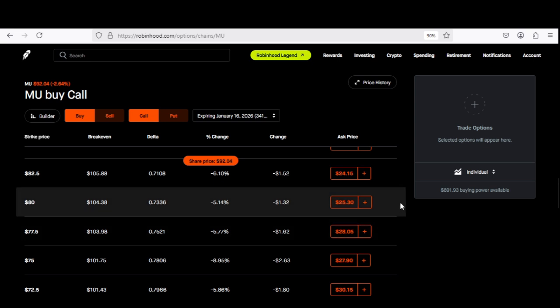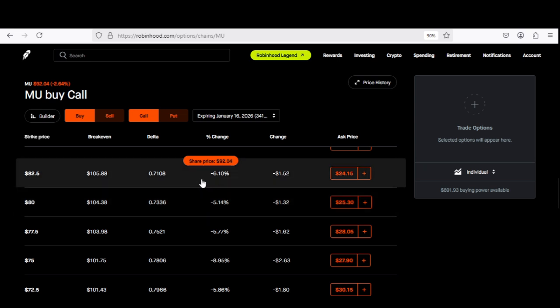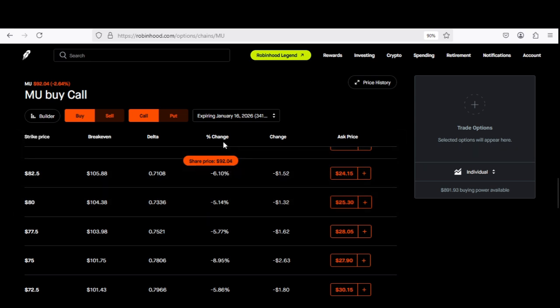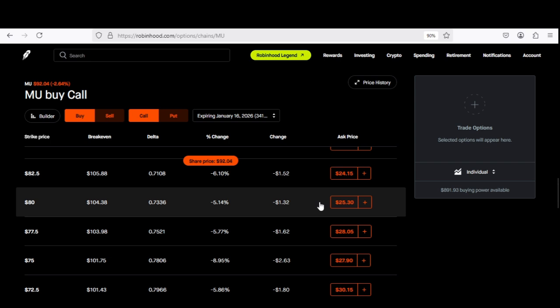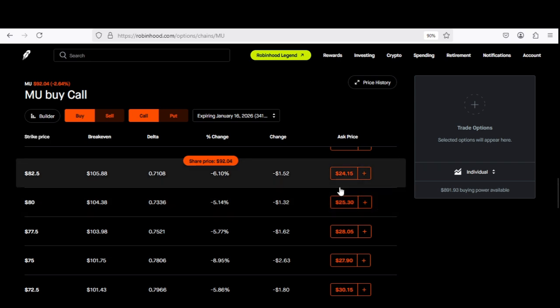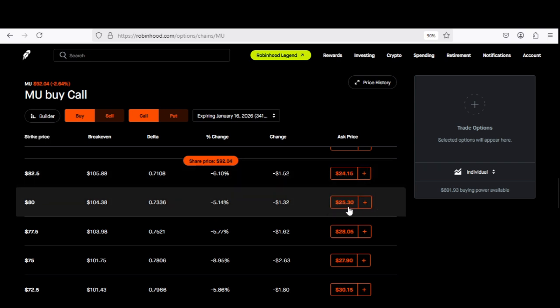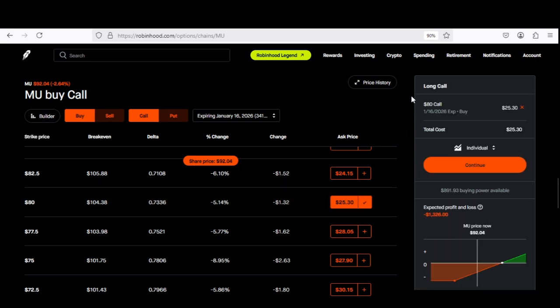Now, right off the bat, you can see another why. The why we previously explained was you get to control 100 shares for much less. In the first instance, you see buying 100 shares would cost you $92.04. In this case, by doing a LEAPS option, you're now able to control 100 shares for $25.30. Let's go ahead, we're going to click into it, and voila.